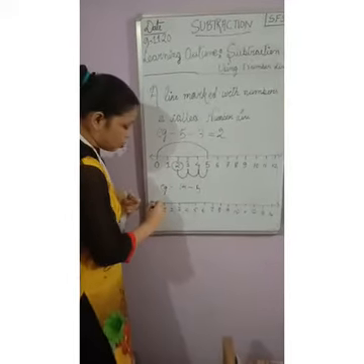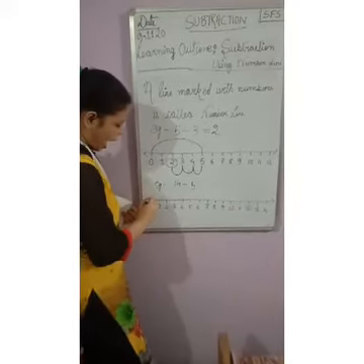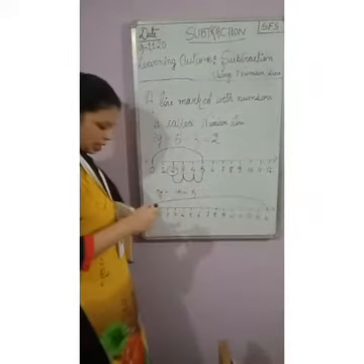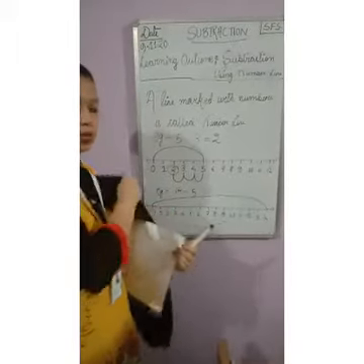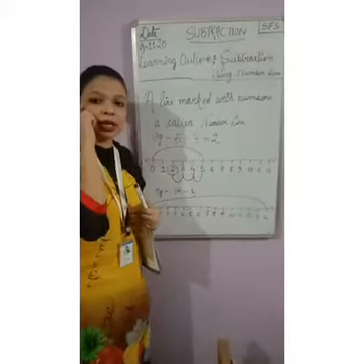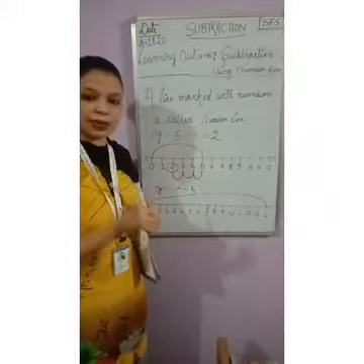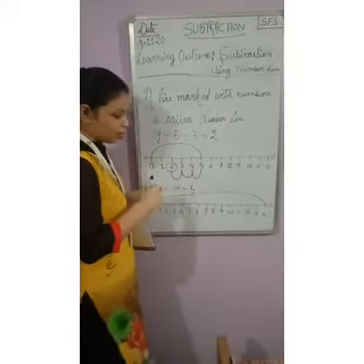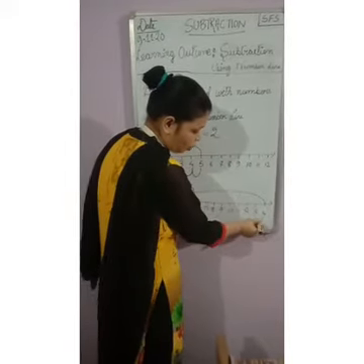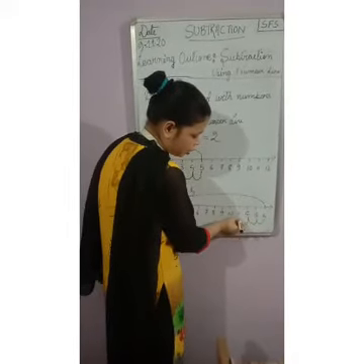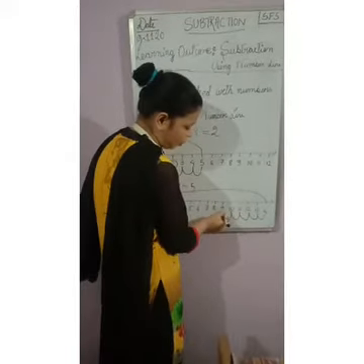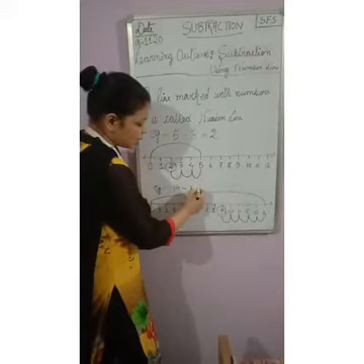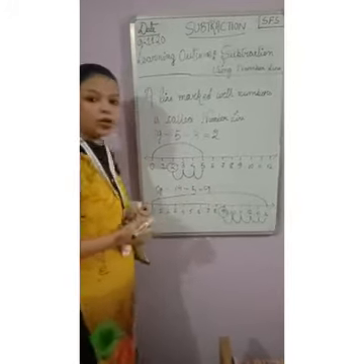Starting from 0, the bigger number is 14, so I will go till 14. Now from 14, I will count how many steps towards left or right? Left. In subtraction, it will always be left. How many steps? 5 steps. So 5 steps I will count: 1, 2, 3, 4, 5. The line has stopped at 9. So the answer is 14 minus 5 equals 9.